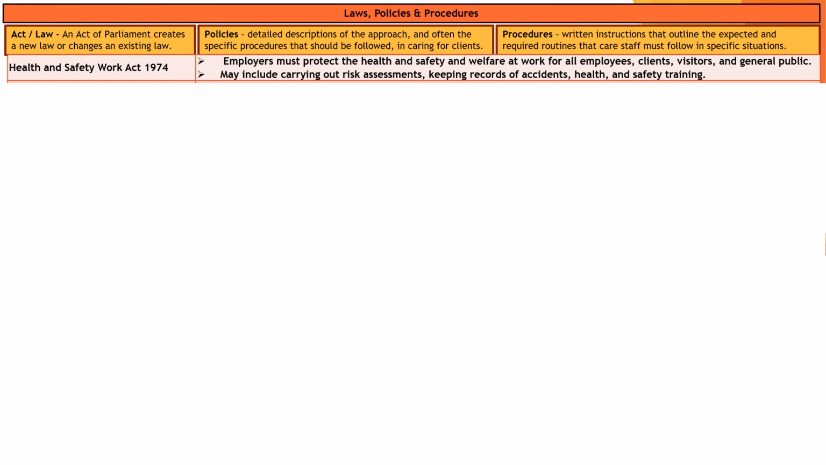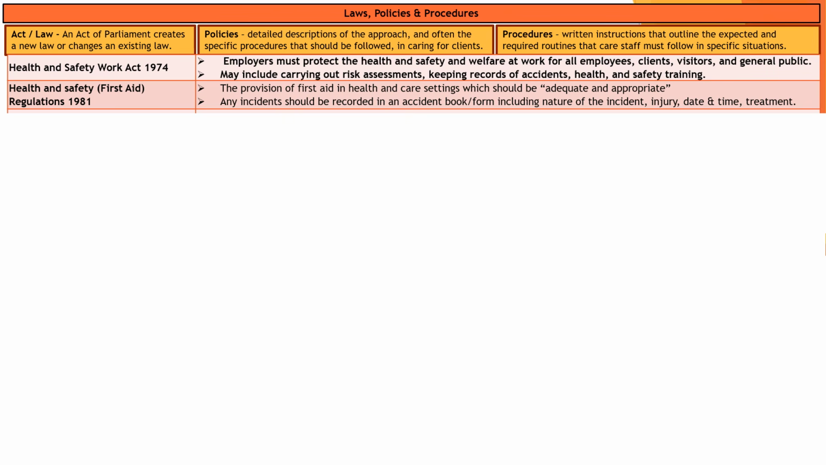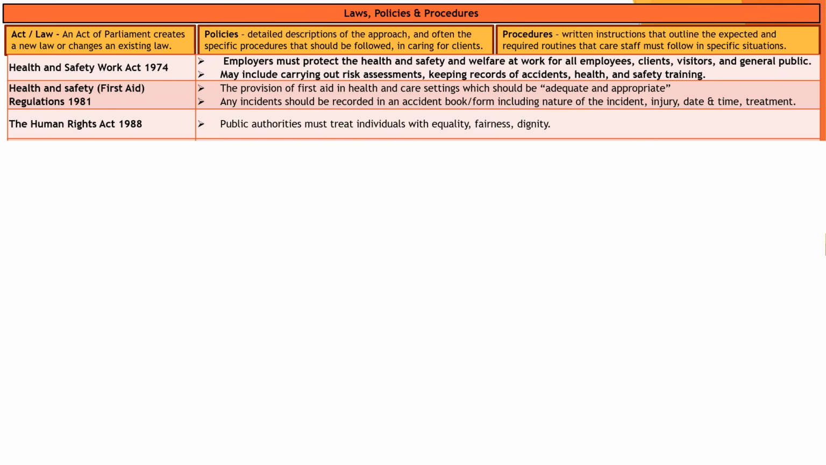Some of the laws that will come up quite frequently within health and social care, and that apply to a lot of the materials in the second year unit, would be these first two: the Health and Safety Act and then the Health and Safety First Aid development of that law. The main Health and Safety Act is about trying to keep employees safe and protect clients, visitors and the public, mainly by carrying out risk assessments to reduce the level of accidents. The First Aid regulation requires that you have appropriate and adequate first aid provision in case of an accident. All accidents should be logged.